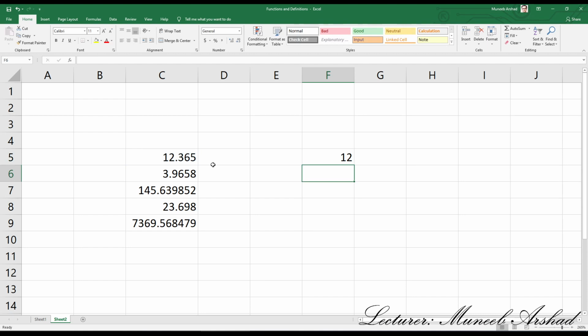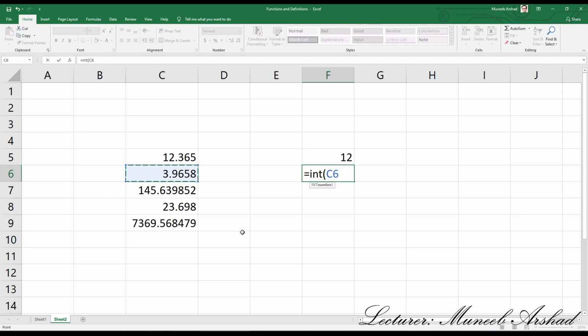Although in maths, if we were to round this number to a whole number, the answer would have been 12 as well. But if you look at the other number, which is 3.9, so in maths, if we were to round this figure to a whole number, the answer would have been 4, because 3.9 rounds off to 4. But if we apply the integer function for this particular cell, the answer will come out to be 3, because it will only extract the whole number from a given real number or a fraction number.